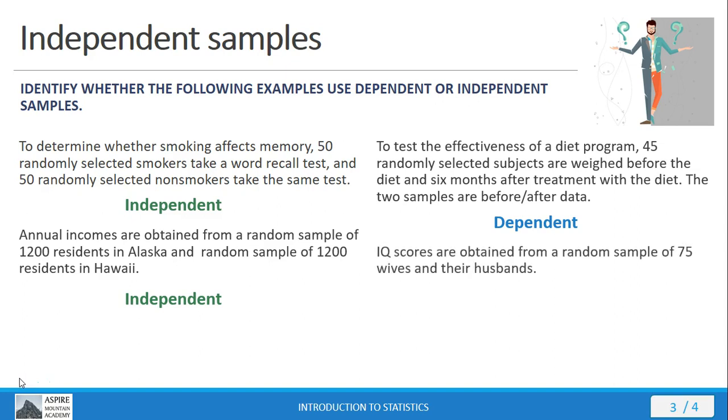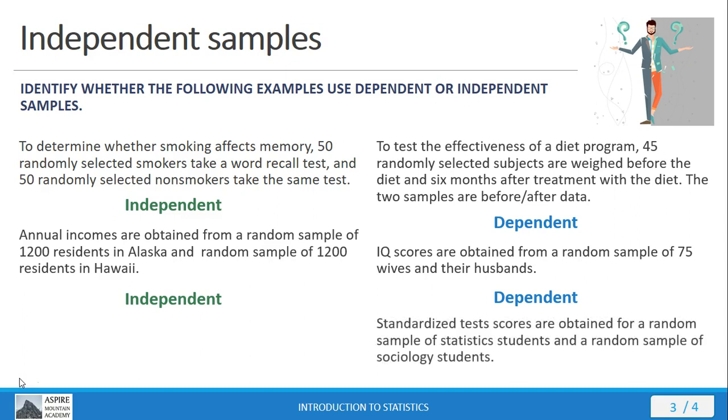How about this example? IQ scores are obtained from a random sample of 75 wives and their husbands. Dependent or independent samples? What say you? Well, I hope again you said dependent samples. For every member of the wife group, there's a unique relationship with a unique data value in the husband group. And so that relationship pairs data values together, making the samples dependent.